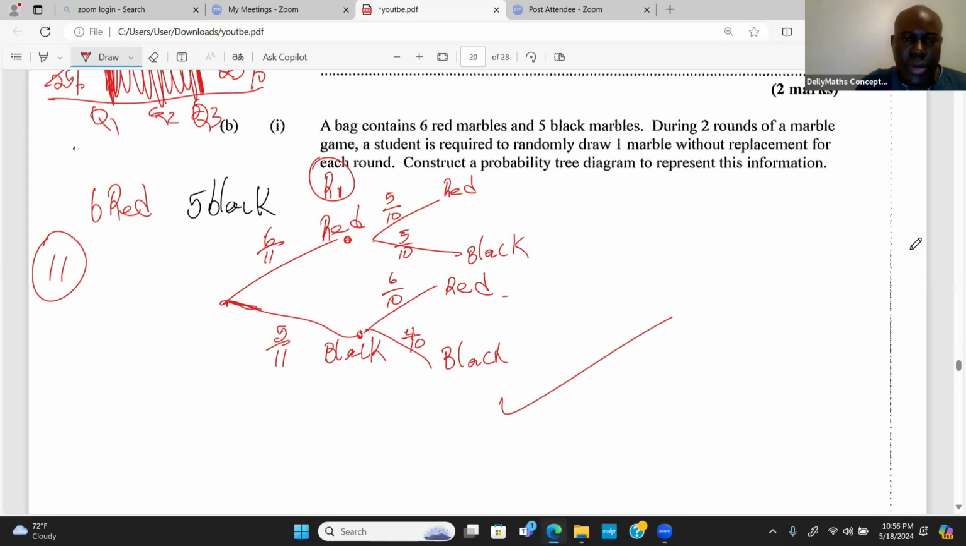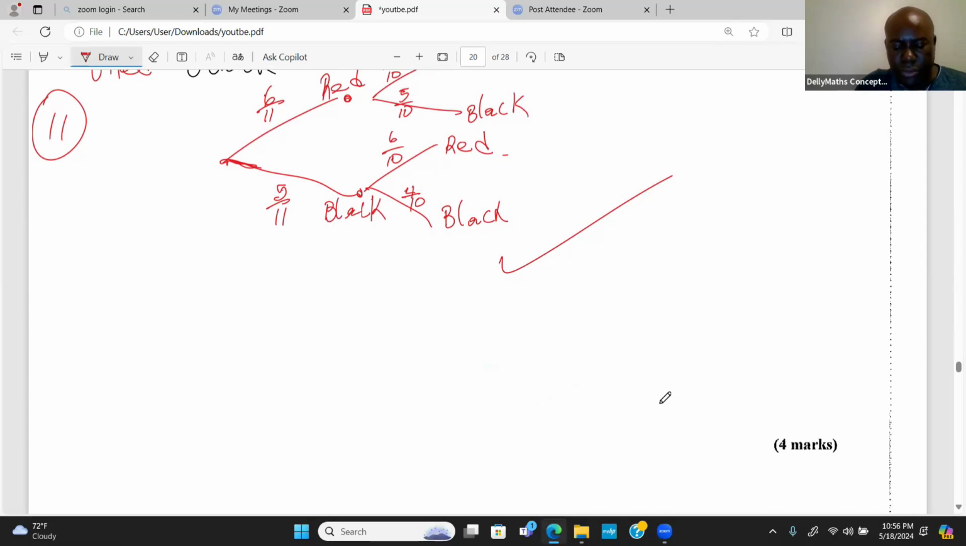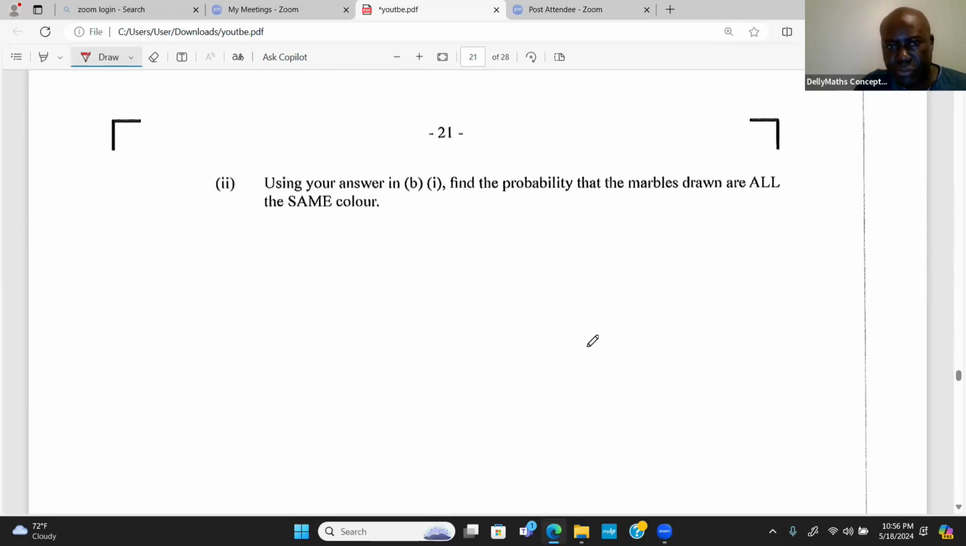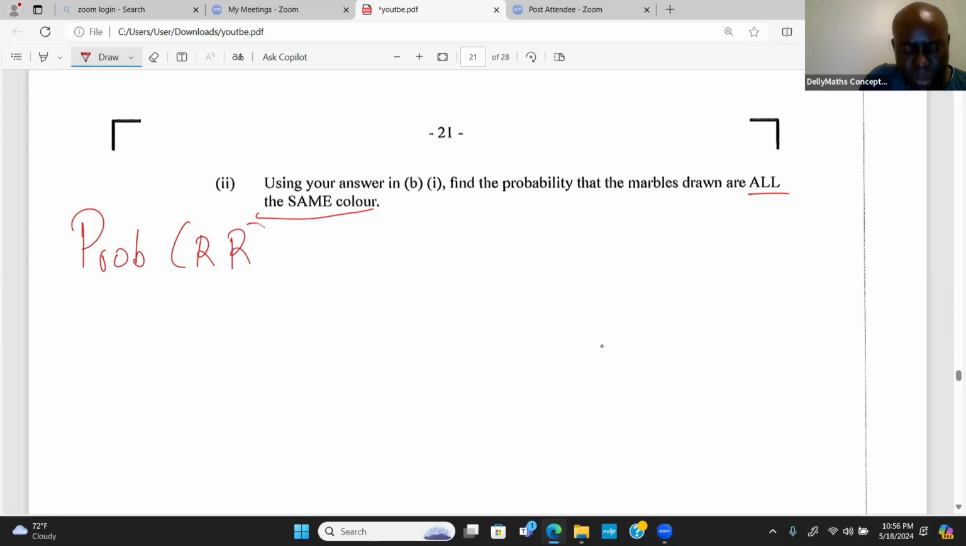So let us see the questions that they would want to ask us now, right? The question says, using your answer right there, find the probability that the marbles drawn are all the same color. So what it means, if you're going to draw the marbles that are the same color, we're talking about the probability that we're going to draw a red and a red, right? That's one case. We also intend to draw the black and then draw black again.